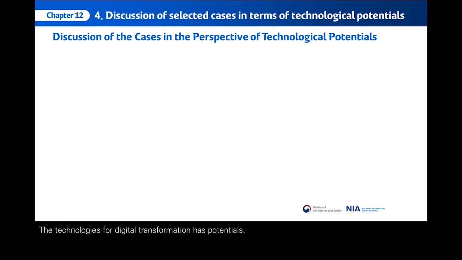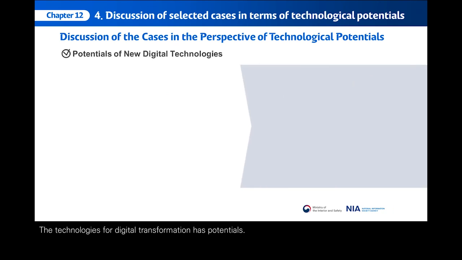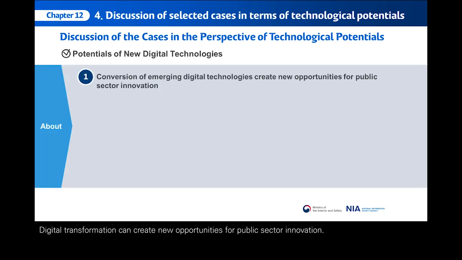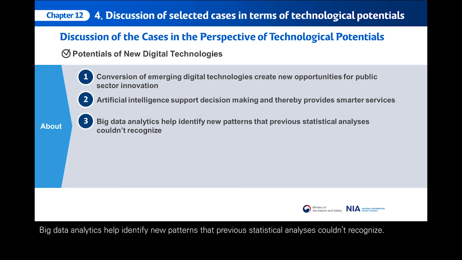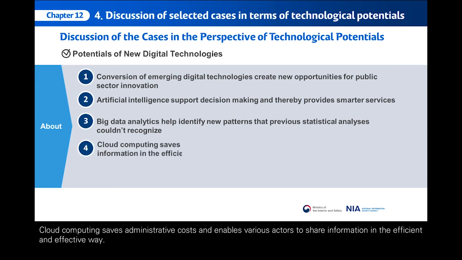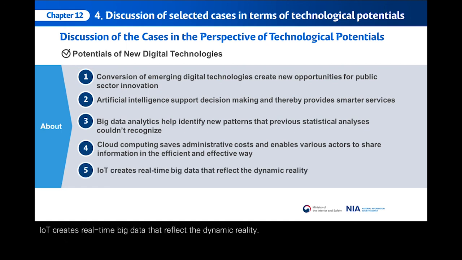The technologies for digital transformation have potentials. Digital transformation can create new opportunities for public sector innovation, especially as artificial intelligence supports decision-making and thereby provides smarter services. Big data analytics help identify new patterns that previous statistical analyses couldn't recognize. Cloud computing saves administrative costs and enables various actors to share information in an efficient and effective way. IoT creates real-time big data that reflects the dynamic reality.